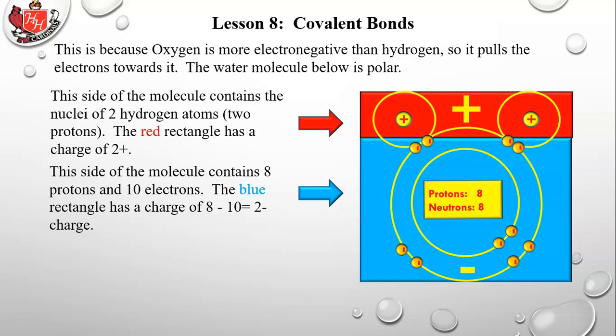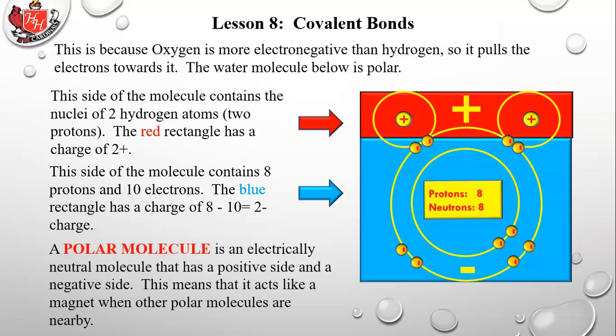It's just that the electrons are pulled over to one side, so that side of the water molecule is a little more negative, and the red side, the hydrogen side, is a little more positive. So that's called a polar molecule because it has 2 poles, a plus pole and a minus pole. A polar molecule is an electrically neutral molecule that has a positive side and a negative side. This means that it acts like a magnet when other polar molecules are nearby, so it will be attracted to other polar molecules.